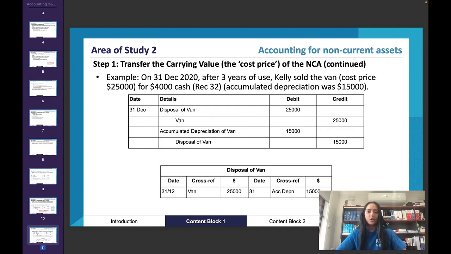And this is how this will look in the disposal of van ledger account. So you can see on the debit side, we have a debit entry of $25,000 and the cross reference is van, and on the credit side, we have a credit entry of $15,000 and the cross reference is accumulated depreciation. And then the date is the date of the disposal.